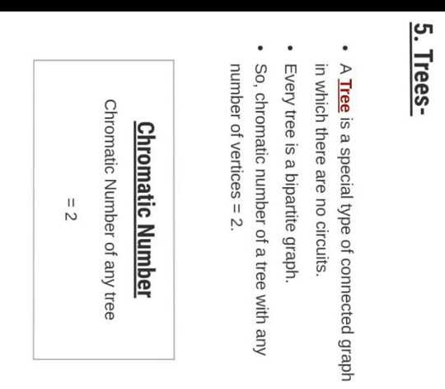If we have a tree, then how do we assign colors to the graph, or what is the chromatic number for a tree? By definition, a tree is a special type of connected graph in which there is no circuit. Every tree is a bipartite graph, so the chromatic number of a tree with any number of vertices is 2. We have discussed in the previous slide that the number of colors that can be assigned to a bipartite graph is 2, and a tree is a bipartite graph, therefore the chromatic number of that graph is 2.